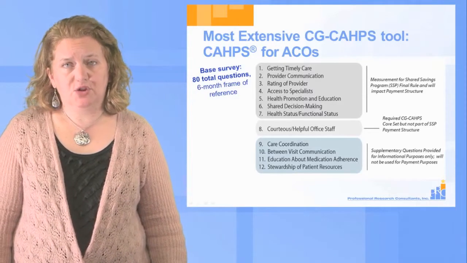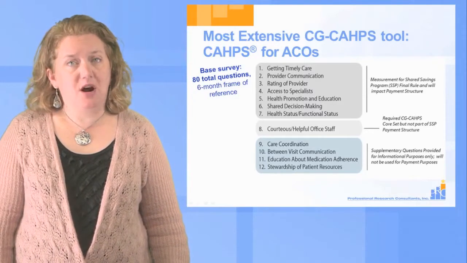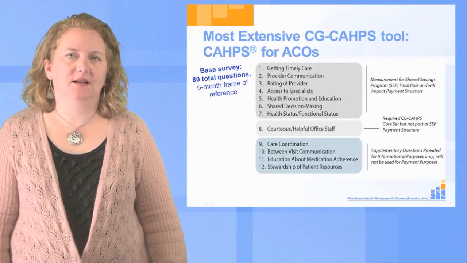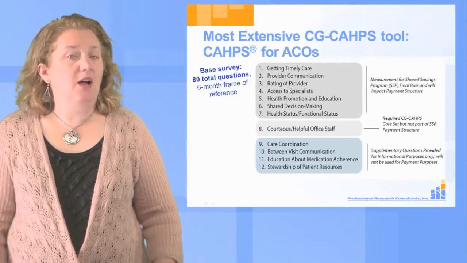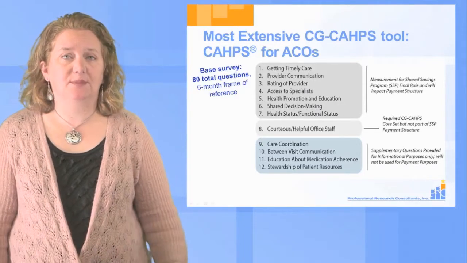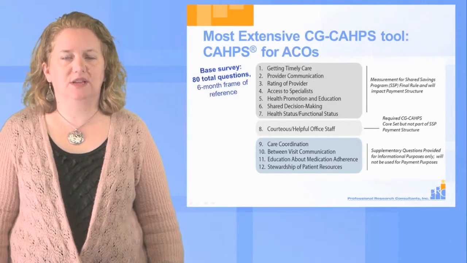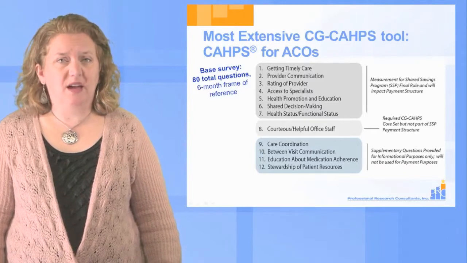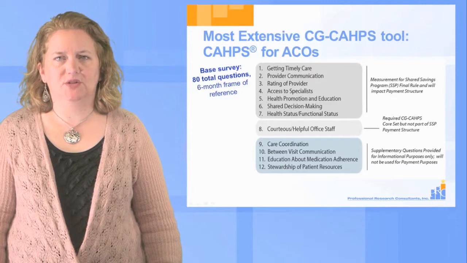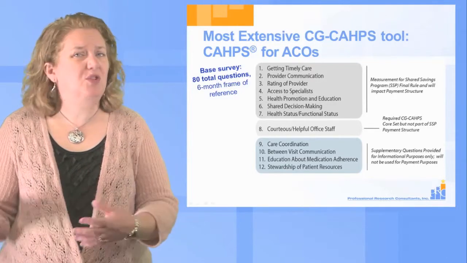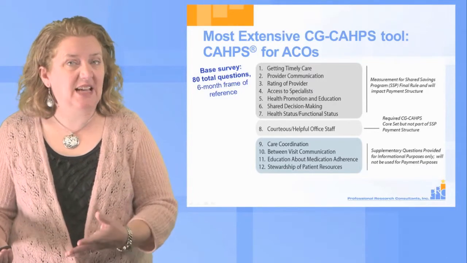Measures 1, 2, 3, and 8 are part of that CG-CAHPS core item set, so they must be included in any version of a CG-CAHPS survey. And we encourage anyone who's interested in a CAHPS survey for their medical group to include these as a base. From there, it's a matter of determining which aspects of care are of greatest interest to your organization, or maybe which aspects of care you sense need additional attention.